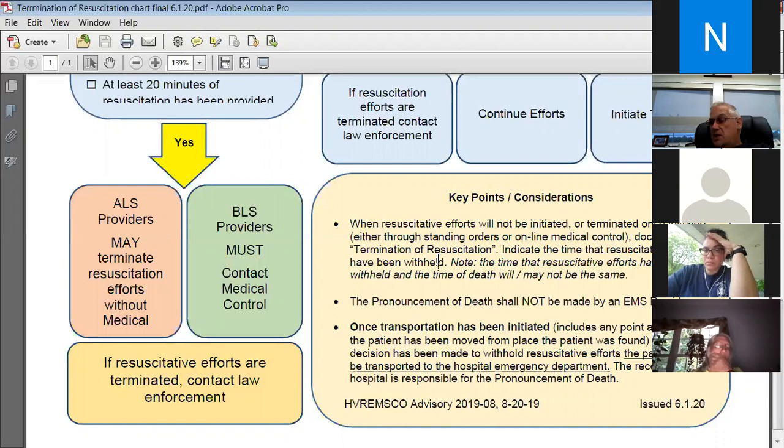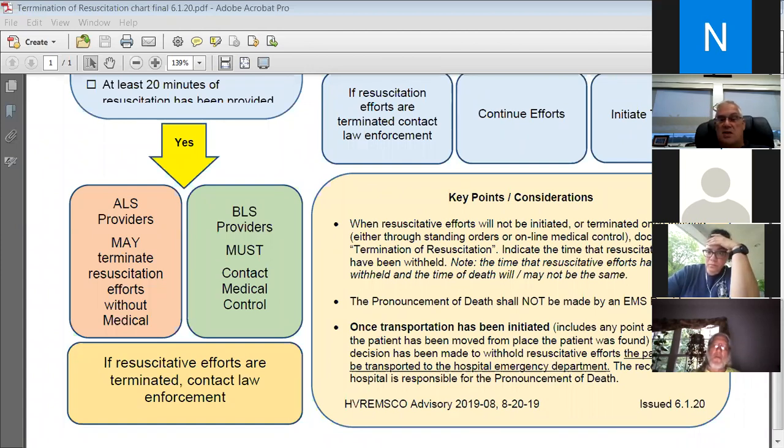Okay. And then the other thing, it says, once transportation has been initiated, includes any point after which the patient has been moved from the place the patient was found, and a decision has been made to withhold resuscitative efforts, the patient is to be transported to the hospital emergency department. So to me, it sounds like we pick the patient up, we put them in the ambulance, okay, and now we decide not to do anything. So I don't know how that would quite happen, unless maybe it was a crime scene or something like that. But what they're saying is in that situation, you would have to transport them to the hospital.